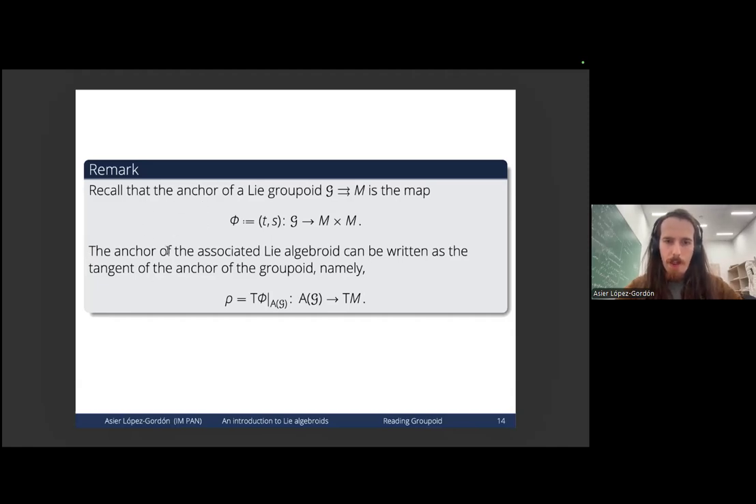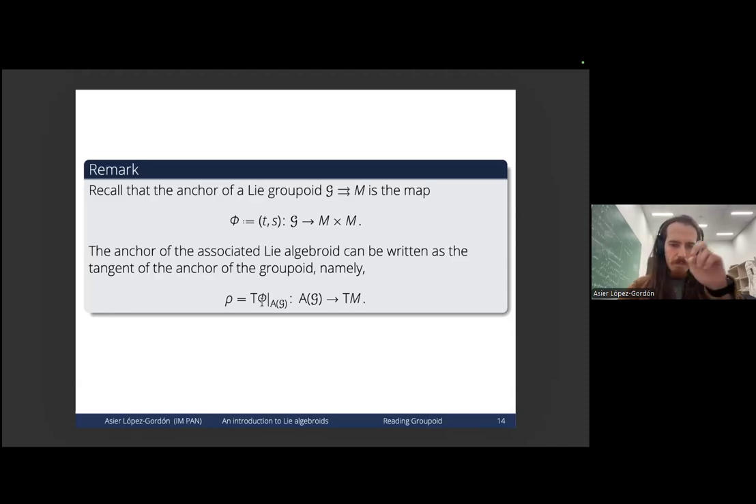And it has a relation with the anchor of the associated Lie algebroid. Namely, recall that the algebroid, the vector bundle, was given by the kernel of the tangent of the target. So if we restrict the tangent of this anchor to the Lie algebroid, we have precisely the anchor of the algebroid. Well, I think this is clear by elementary differential geometry and linear algebra.